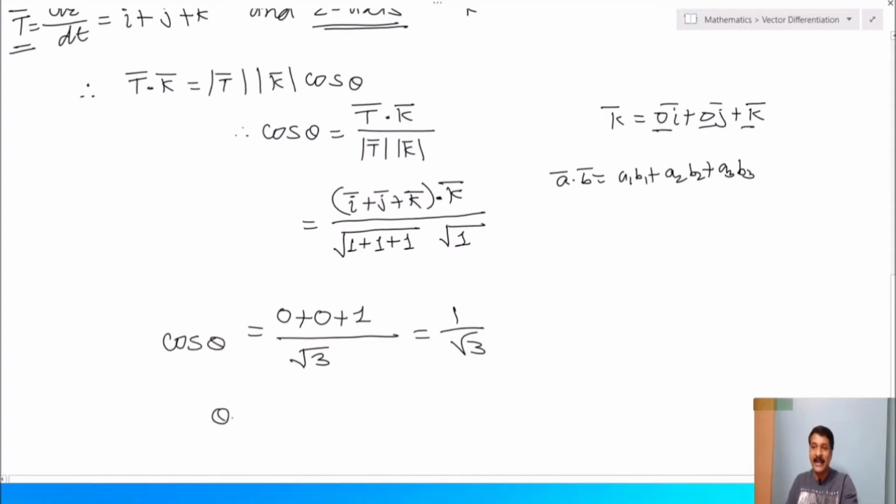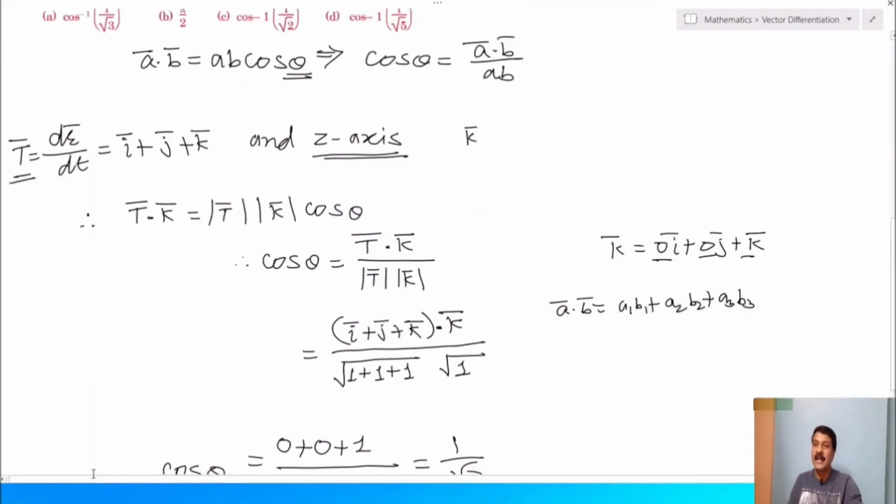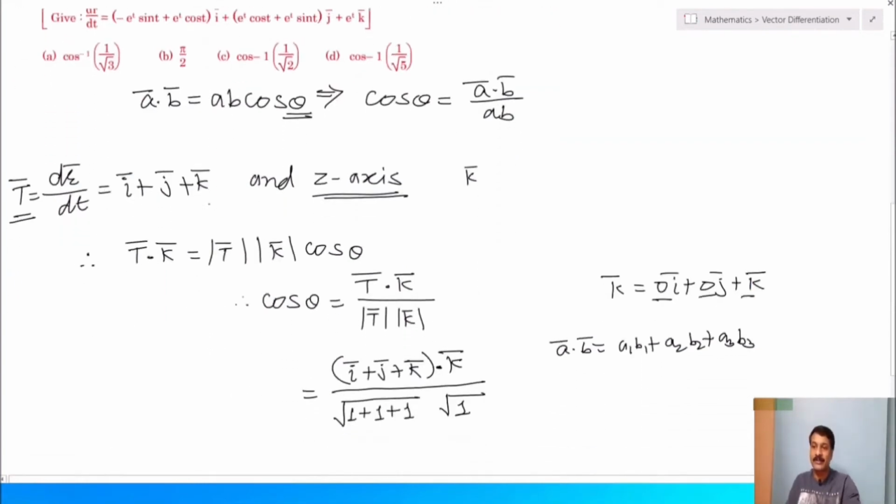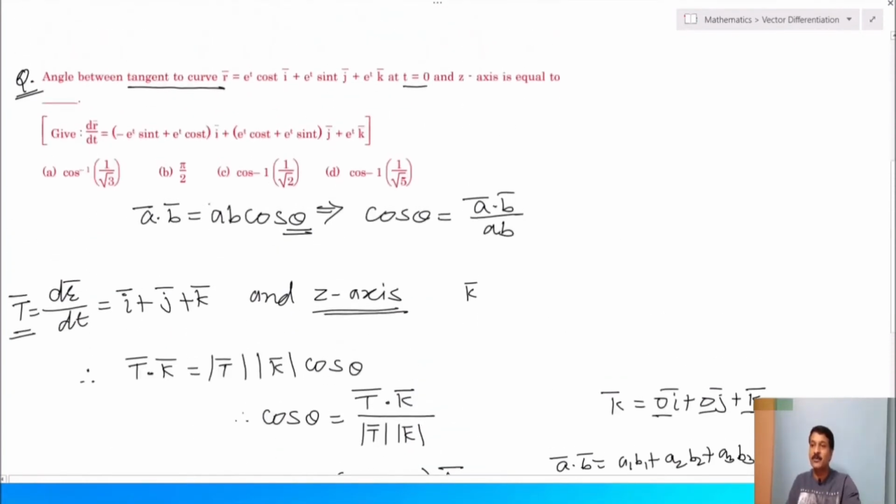So what is the angle theta? It is cos inverse of 1 by root 3. By calculator you can find this value, but here it is an MCQ, so let's check whether the option is there or not. Cos inverse 1 by root 3. So here option A is the correct one.